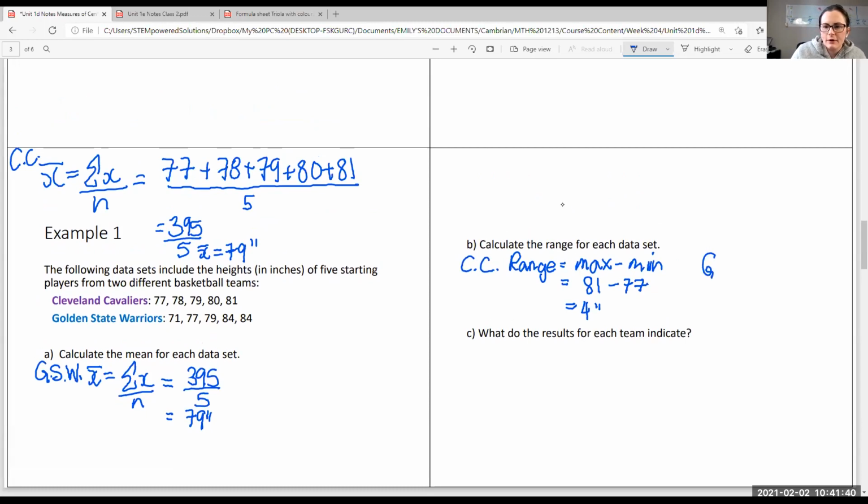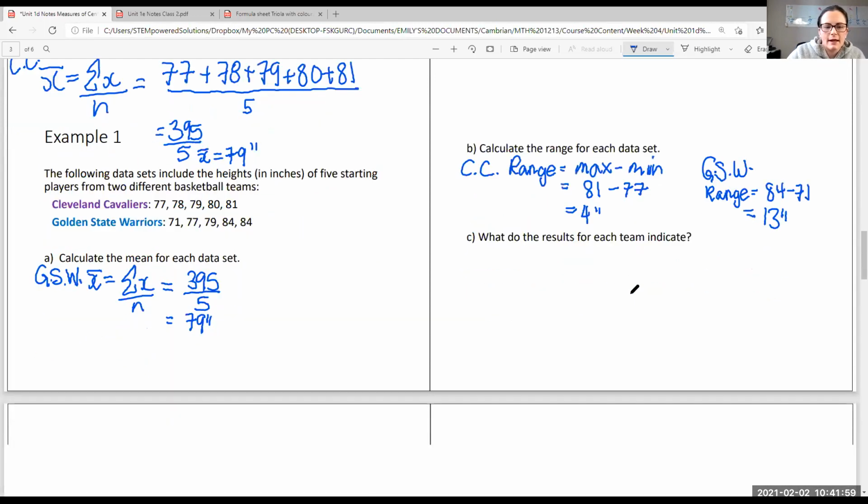For the Golden State Warriors, the range is equal to 84 minus 71, which is equal to 13 inches. What do the results for each team indicate?